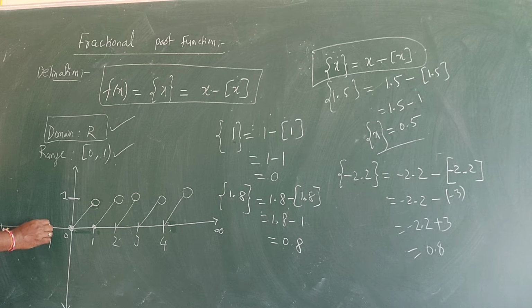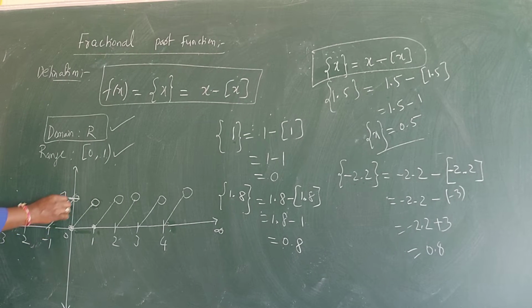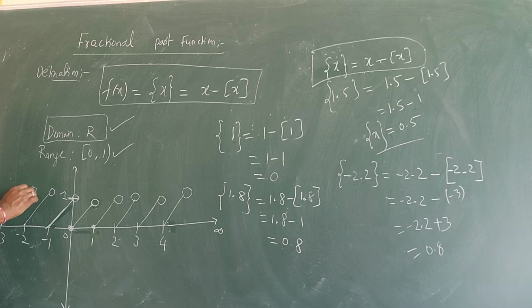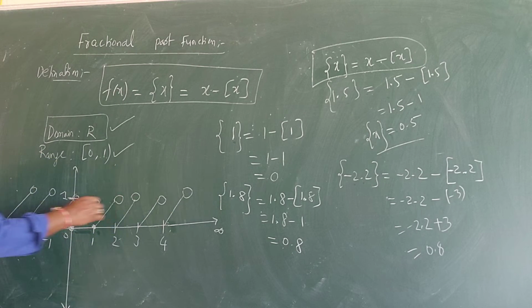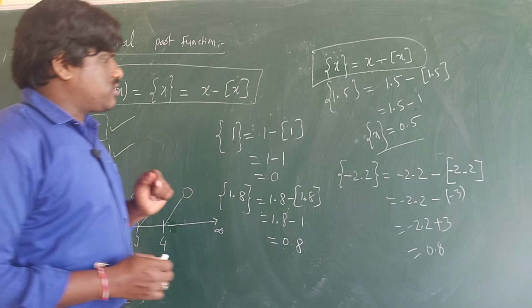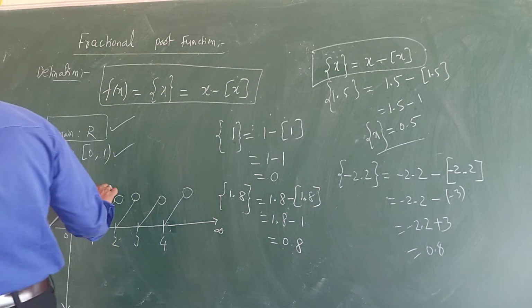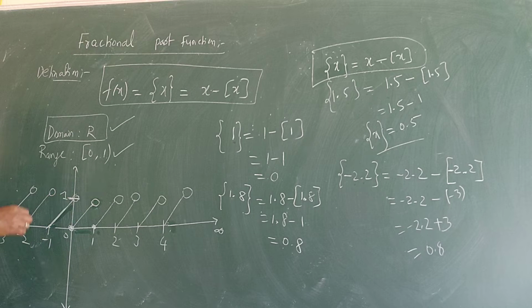From minus 1 to 0 I go, and here I get a hollow. Like this I will go. From minus 2, here I get a hollow. So this is the line you get, the graph of the fractional part function. It is most important, you need to remember these values which I am going to give you, as this is mostly used in JEE.